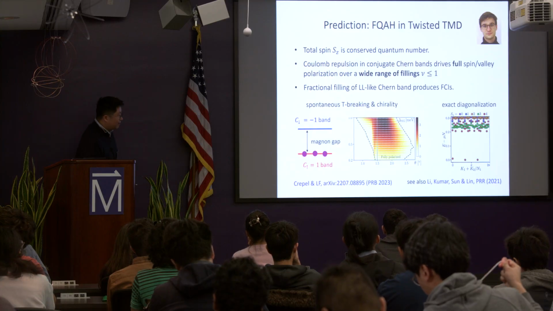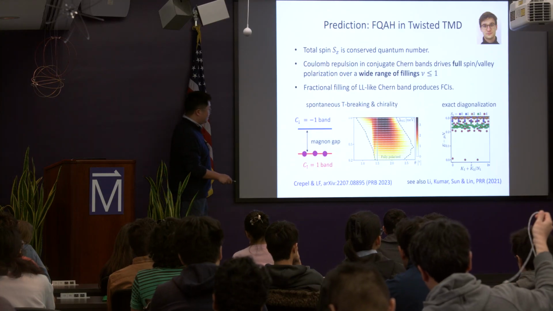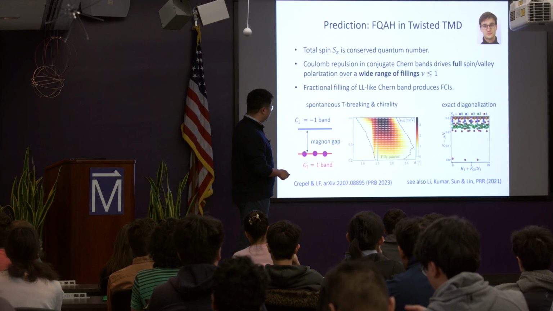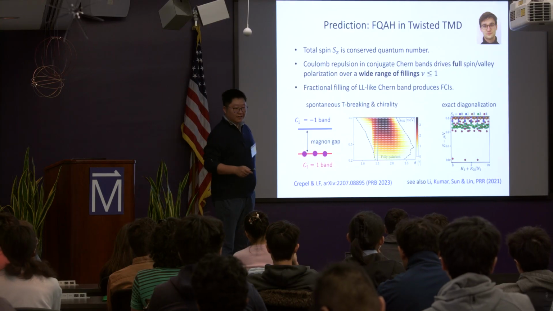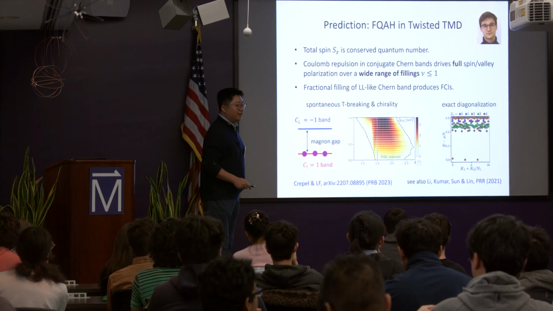Yeah, and also I want to mention that there's another work by Kai Sun and Shizhen Lin that looks at a specific 1/3 filling factor. Their calculation is for twisted MoTe2.